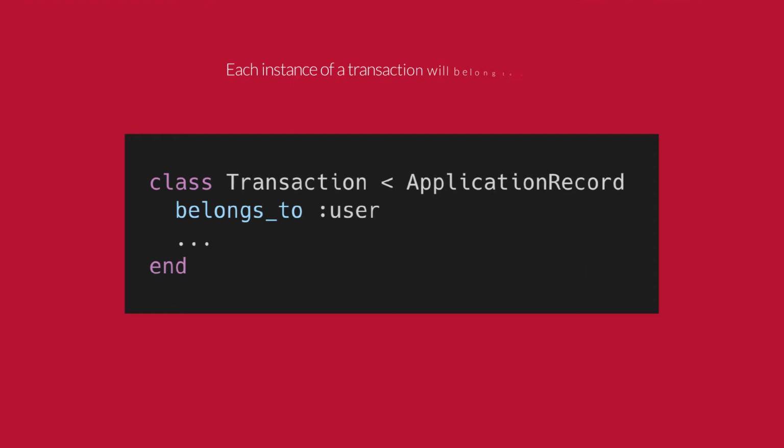Another example is in working with our payment transaction application. For our transaction model, each instance of a transaction will belong to a user. So we should declare that association in the transaction model like this.